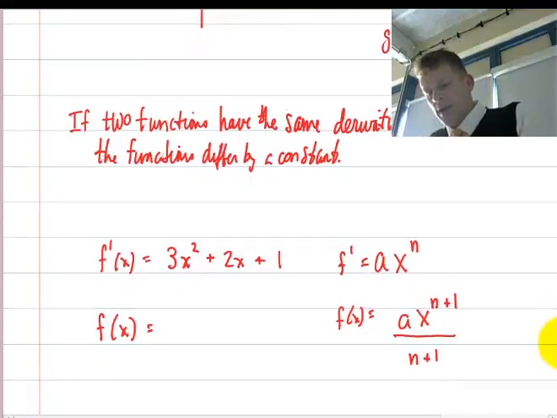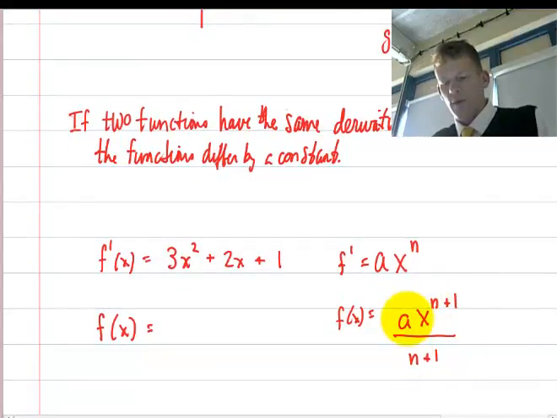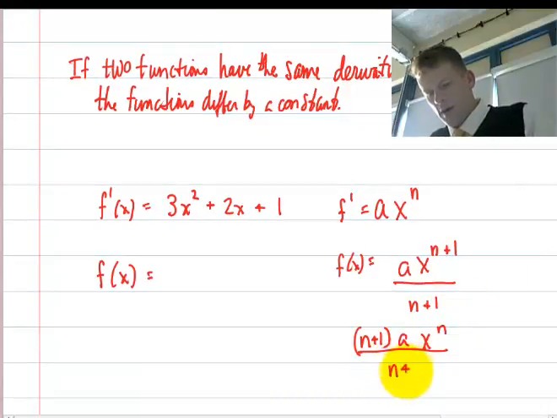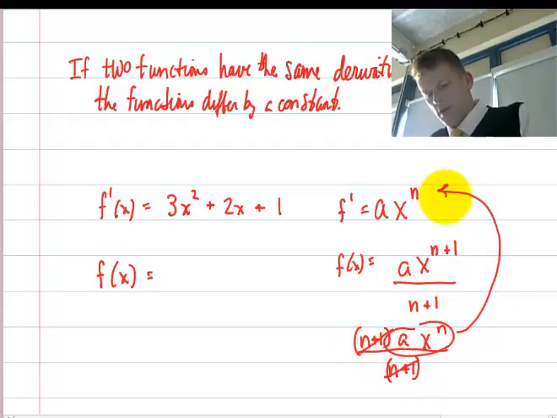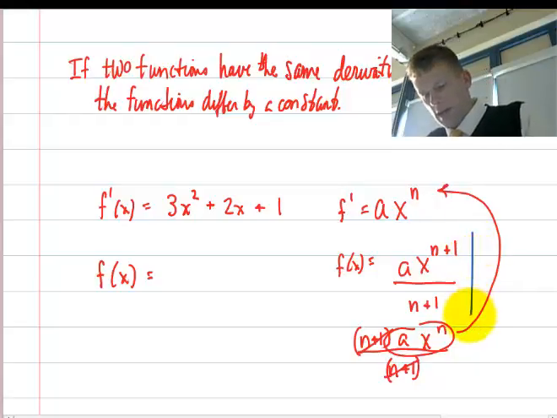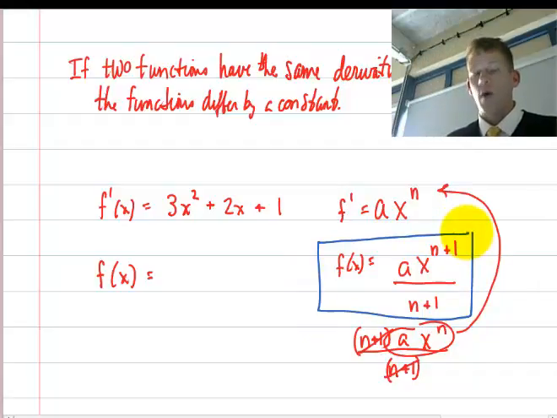We can check that by taking the derivative. If we took the derivative of this, the n plus 1 would come down in front of a, then you would reduce the power by 1, and you divide by the n plus 1 that was there before, so you'd be back to the original function. So let this be your rule for a polynomial function or a power function.